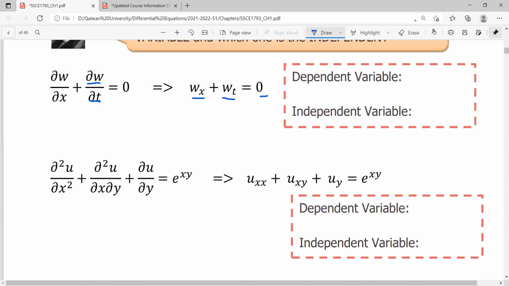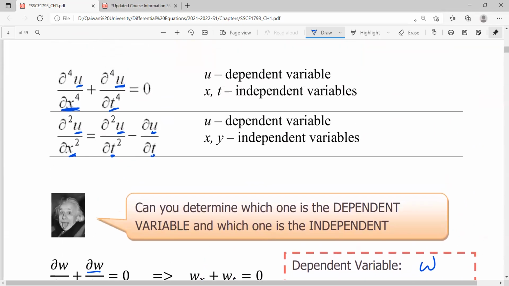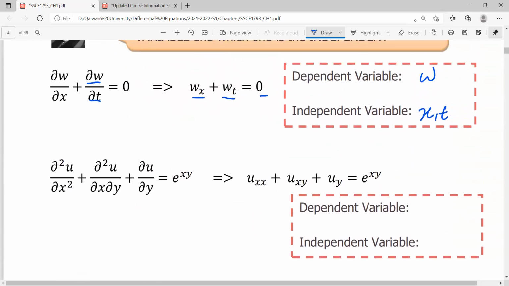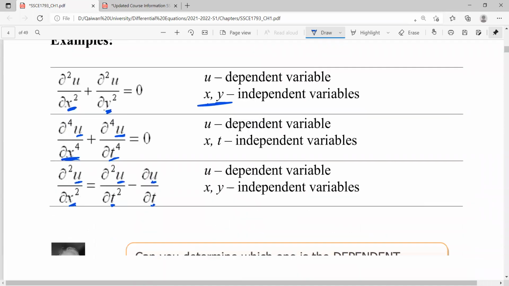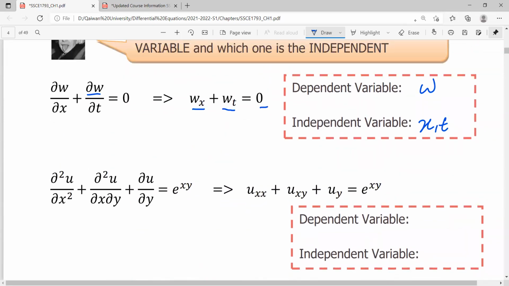Here, the dependent variable is w. The independent variables are x and t. Yes, here we have t, not y. But you should write down the given variable, okay?